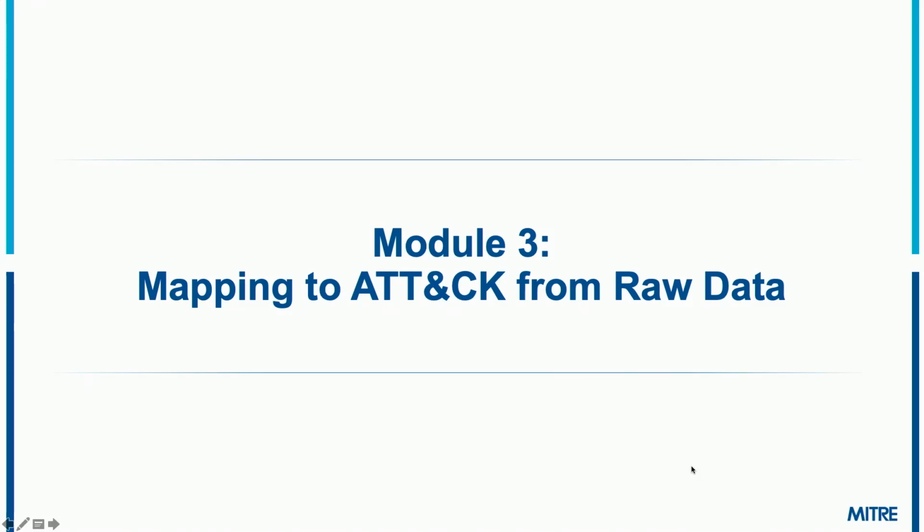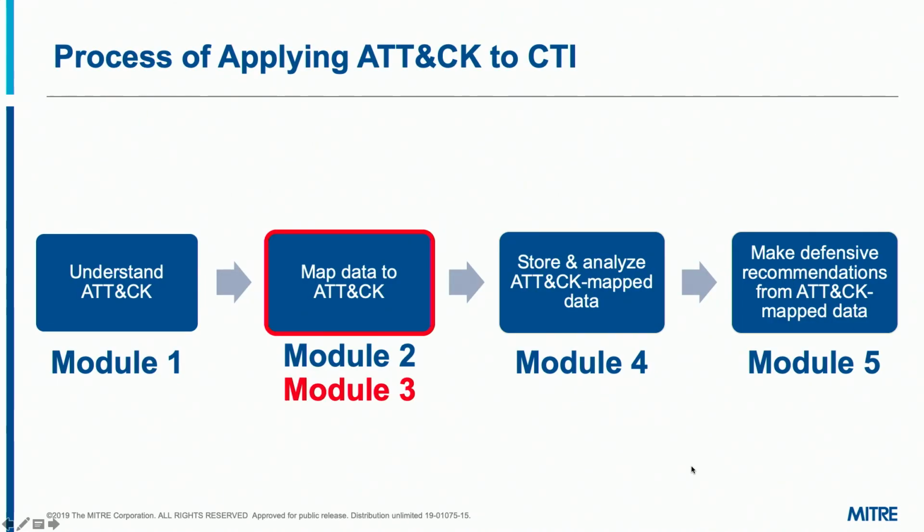So this is Module 3, Mapping to ATT&CK from Raw Data. In Module 2, Katie talked about how you can map from finished intelligence reports into ATT&CK. Now I'm going to talk about following that same process and working with raw data or data from incident response instead.